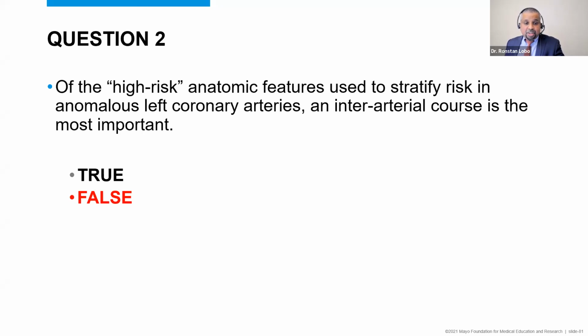In fact, as I mentioned, in the 2020 guidelines it is not mentioned as a high-risk anatomic feature, at least according to the ESC. And even in the discussions here, the intramural course is considered the most high-risk feature. And this is endorsed by multiple publications.